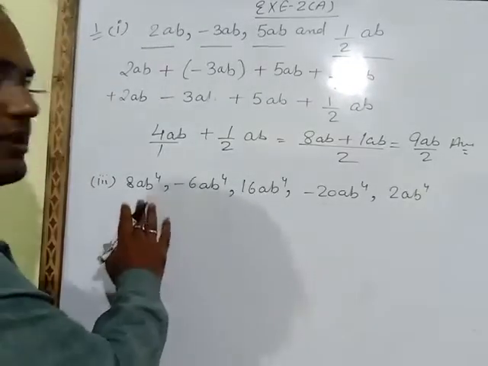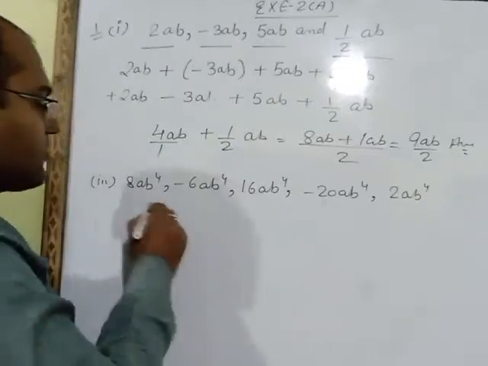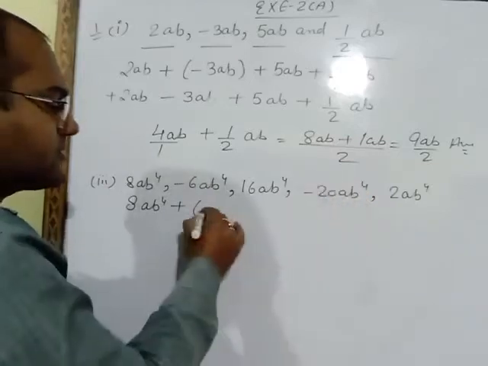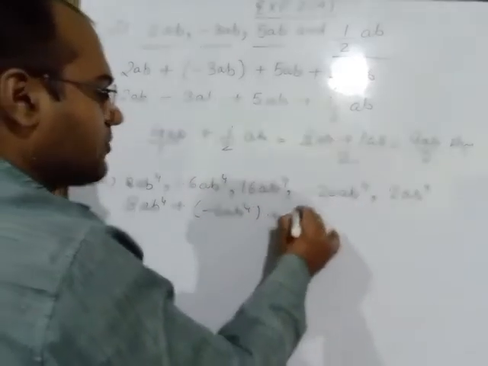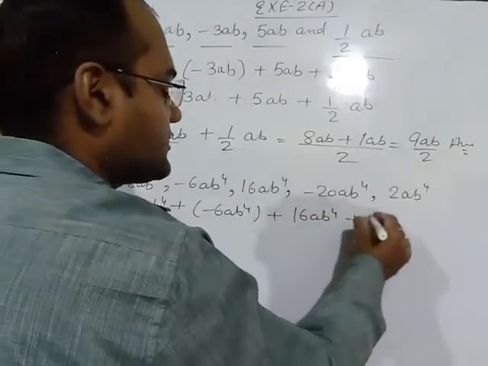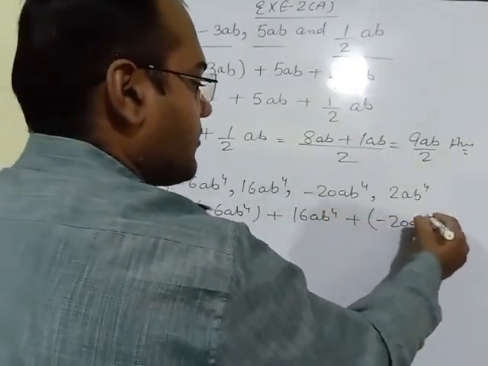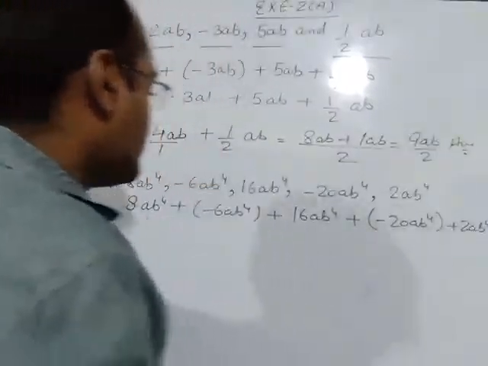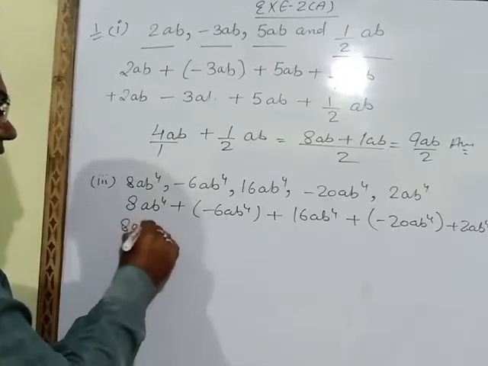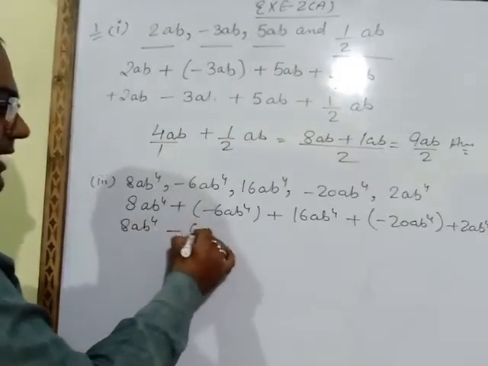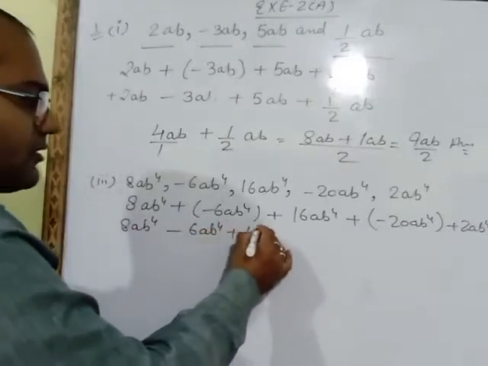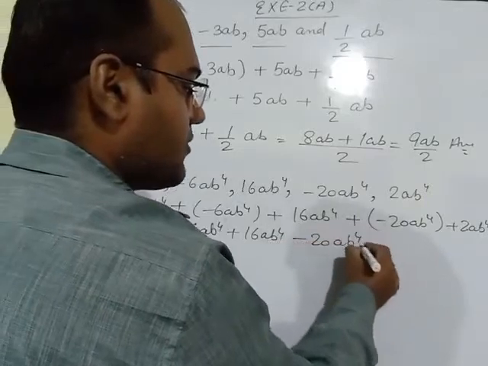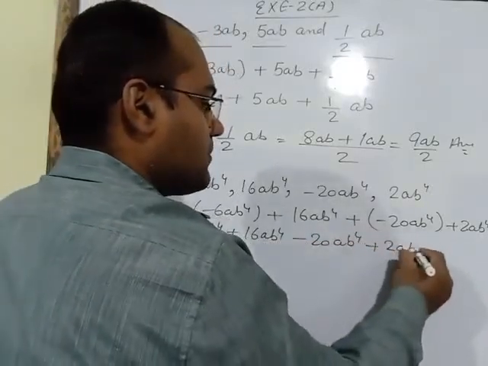Now see another part of the question. Here also we have to do the same thing. First of all, we will take a plus sign between these terms. Here also plus 16ab power 4 plus (minus 20ab power 4) plus 2ab power 4. Now we have to open the bracket. 8ab power 4 plus and minus will become minus 6ab power 4, plus 16ab power 4, plus and minus will become minus 20ab power 4, plus 2ab power 4.